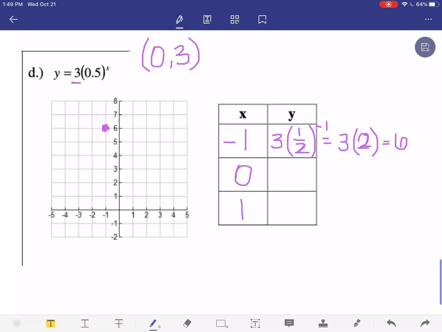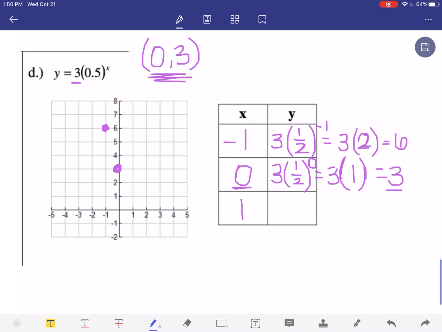If I plug 0 in for x, 3 times 1/2 to the 0 power. Anything to the 0 power is what? 1. So we have 3 times 1, and we will get 3 there. Remember, that's what we should have gotten. Our y-intercept, we should have 0 and 3, 0 and 3 matching. So 0, 3 is our y-intercept, and that will go here.